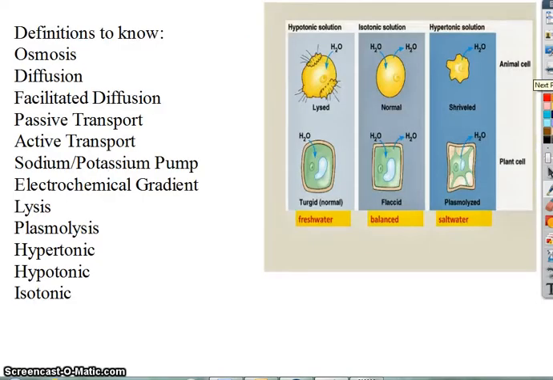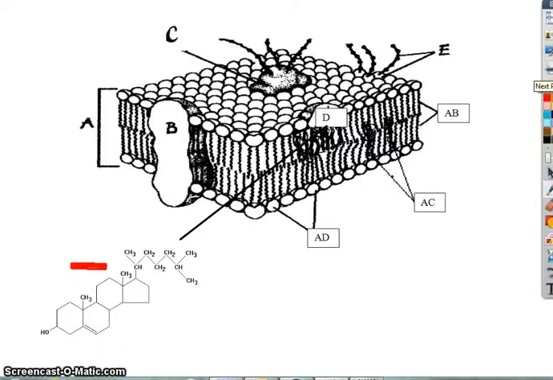I'm not going to go over this page. You guys can look up these words. Cell membrane, I'm not really going to go into either. I will just make a couple quick comments about it. We talked about it in class.